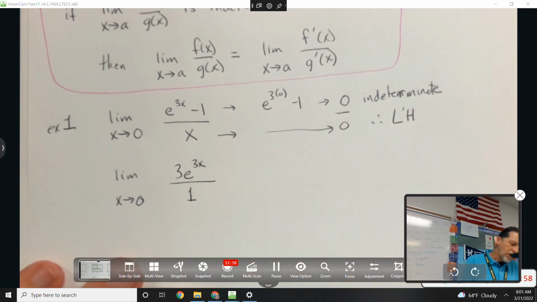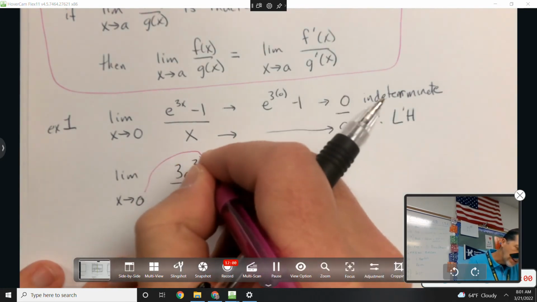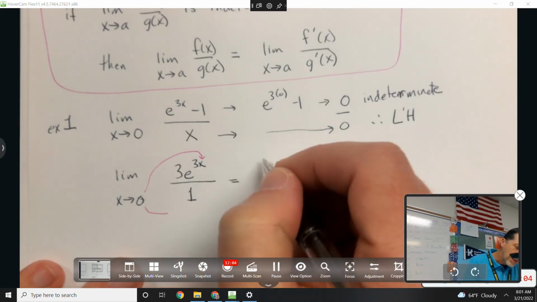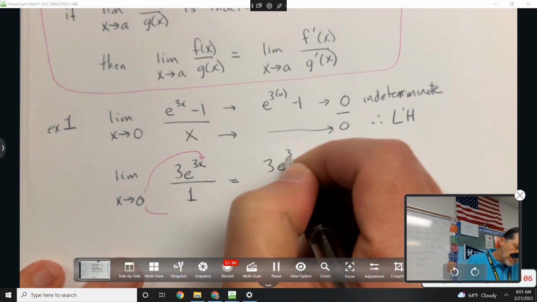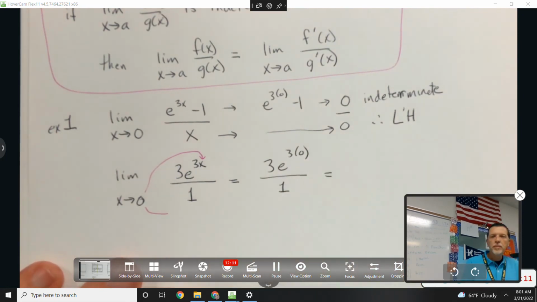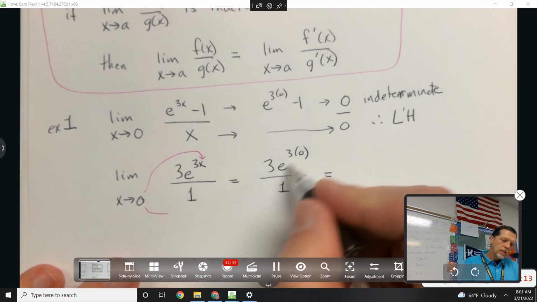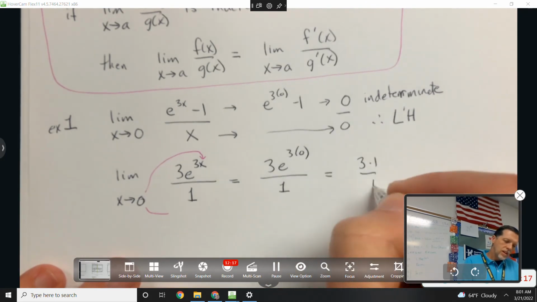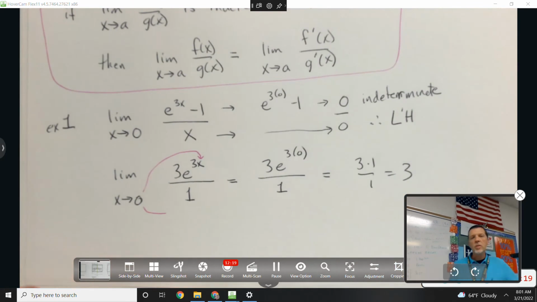And so let's try our plug-in 0 again. Oh, once again, there's no place in the bottom to plug it in. 3e to the 3 times 0 over 1. E to the 0 is 1. So our answer is 3.